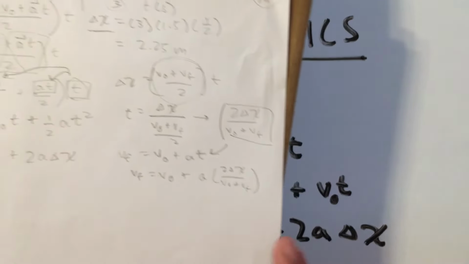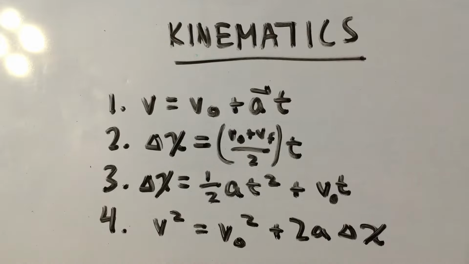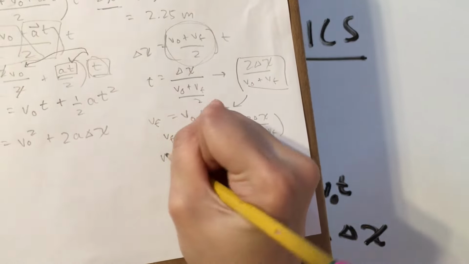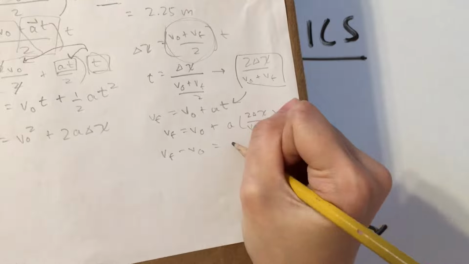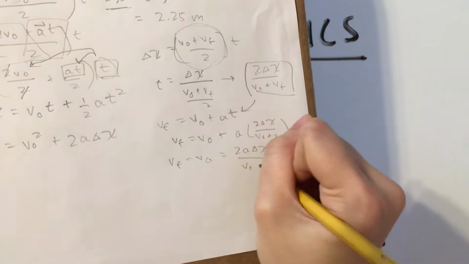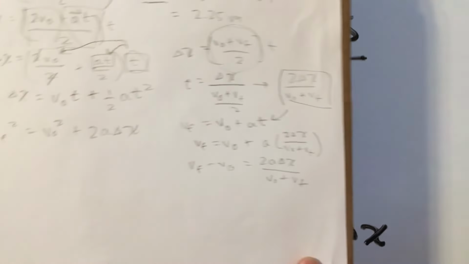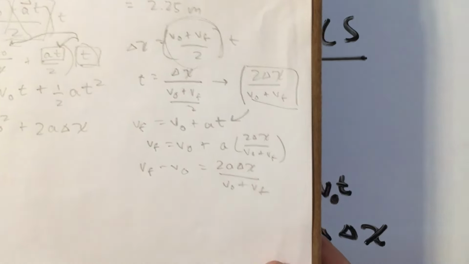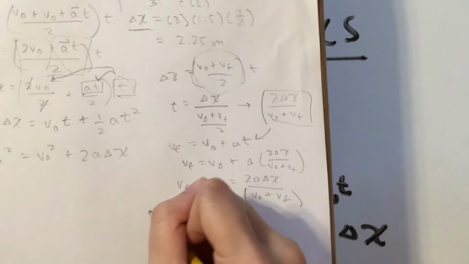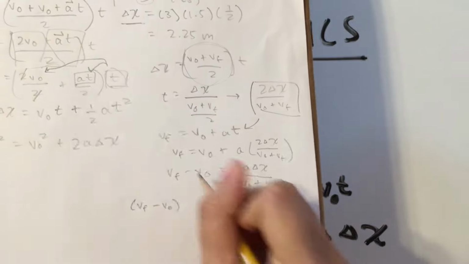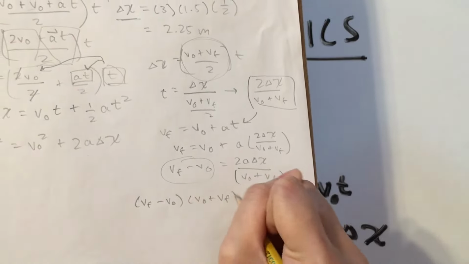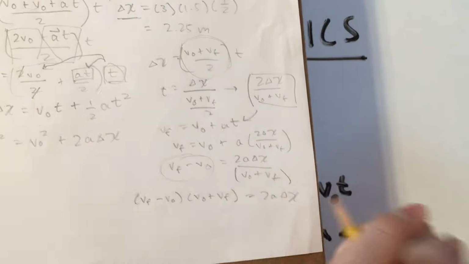Now, let's make it look a little more like this equation by first subtracting initial velocity from both sides. So we have final minus initial equals, and then we can multiply this out. So 2a delta x over initial velocity plus final velocity. Okay, we're almost there. So now all we need to do is multiply both sides by the denominator so we can cancel it out. So we have final minus initial, which is this thing, multiplied by this thing, which is initial velocity plus final velocity, equals 2a delta x.